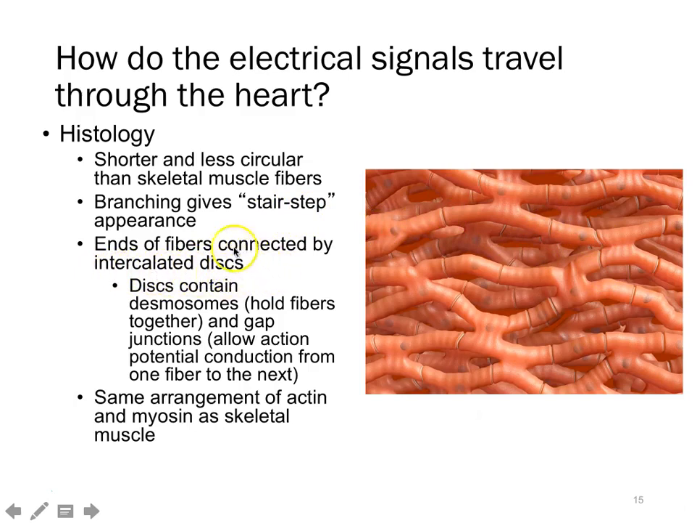So these intercalated discs, and this will kind of bring you back again to 201, contain desmosomes. And if you remember, those are those junctions that hold fibers together. They're kind of like spot welds, as well as gap junctions. If you remember about gap junctions, they're going to allow ions to flow in, or I should say, through the cell membranes of different cells. So what that means is that signals can very quickly go from one cell to another in a very fluid-like manner. Again, very important so that these cardiac muscle cells can contract in a very choreographed manner.